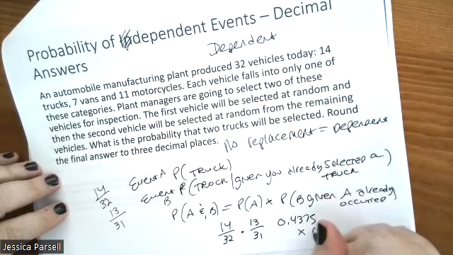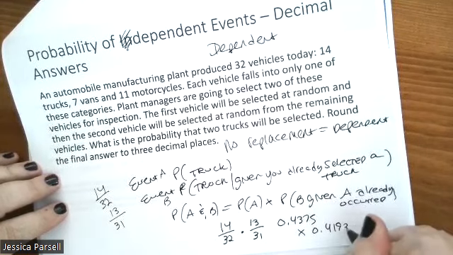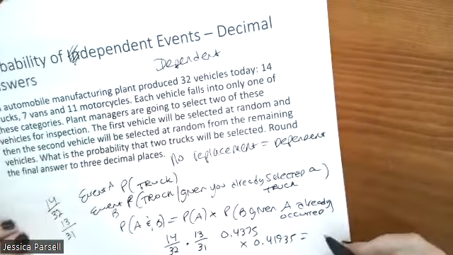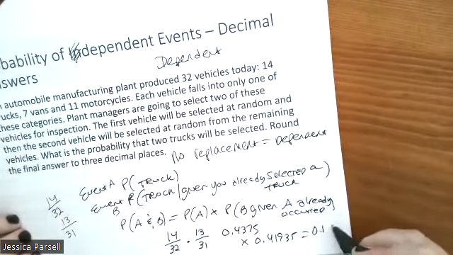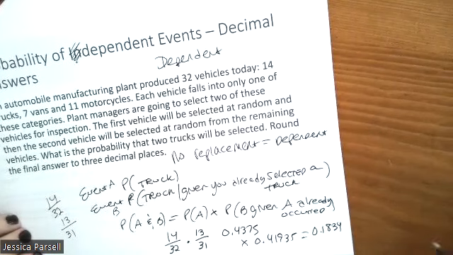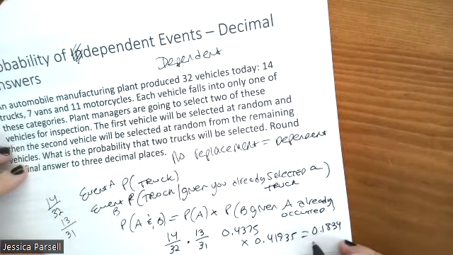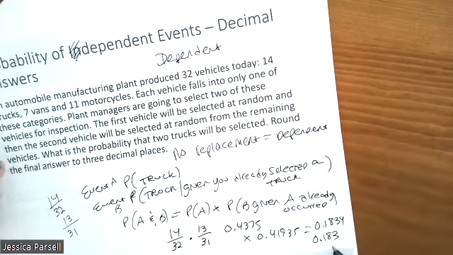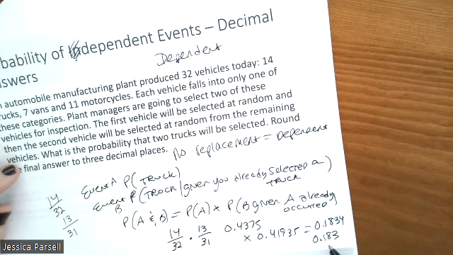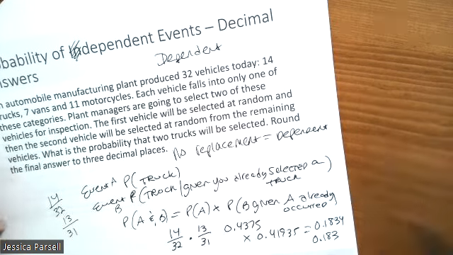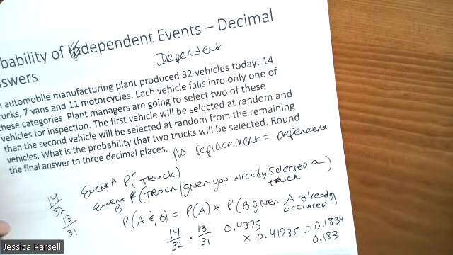0.4375 times 0.41935 should be equal to 0.1834. And since they want 3 decimal places, we're going to call this 0.183. Or in percentage terms, there's an 18.3% chance that they select a truck on the first round, and then on the second round, they also select a truck.